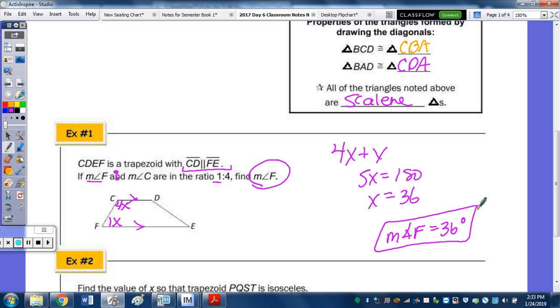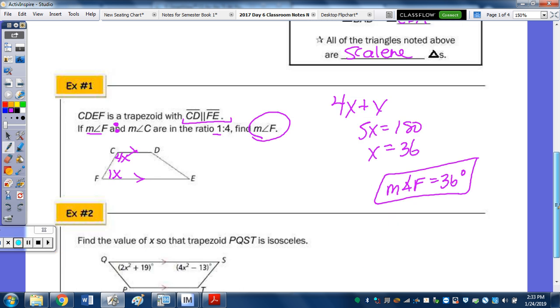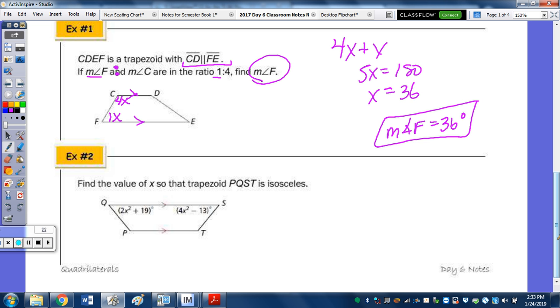Number two, find the value of x so that the trapezoid PQST is isosceles. Well, if you want the trapezoid to be isosceles, and they gave you the measurements of angle Q and angle S algebraically, what must be true about their angle measures if you want it to be isosceles? They have to be equivalent.